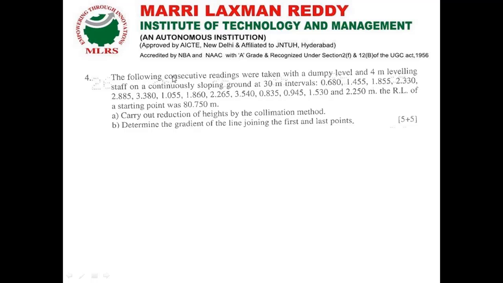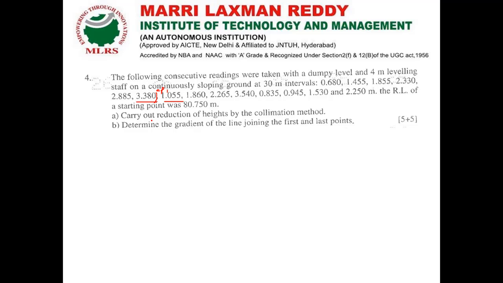The given data is the following: consecutive readings were taken with a dumpy level and a 4-meter leveling staff on a continuously sloping ground at 30-meter intervals. The readings are 0.680, 1.455, 1.855, 2.330, 2.885, 3.380 and 1.055. Up to here the value has been increasing continuously, and after that it suddenly decreased, so this point is called change point CP1.